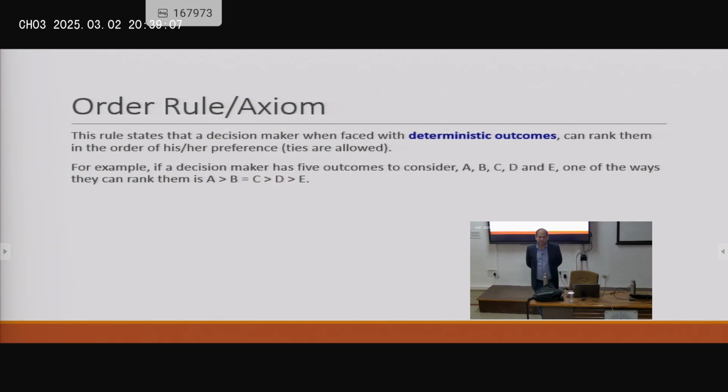So, for example, if you have a decision maker that has 5 outcomes to choose from, A, B, C, D, and E, one of the ways they can rank them is A is preferred to B, B and C are the same, C is preferred to D, and D is preferred to E. You don't have to have this order, but an order like this is always possible. That's the claim.